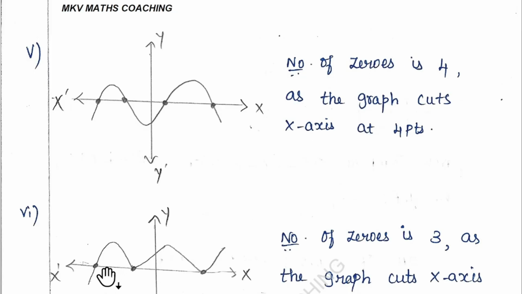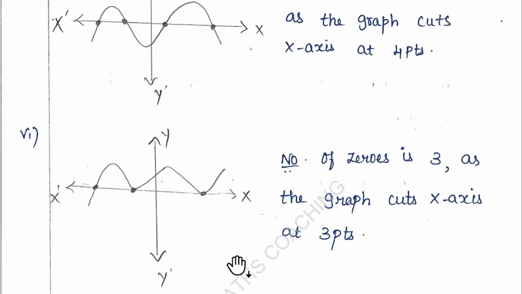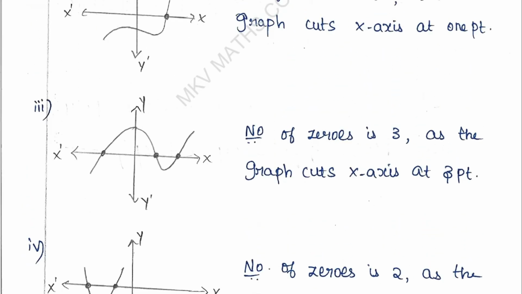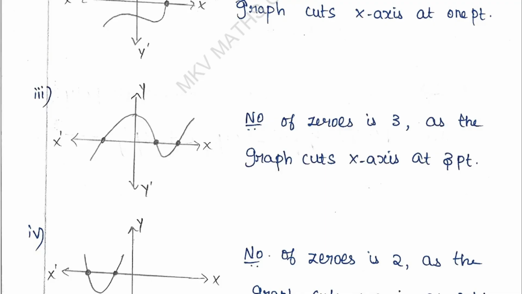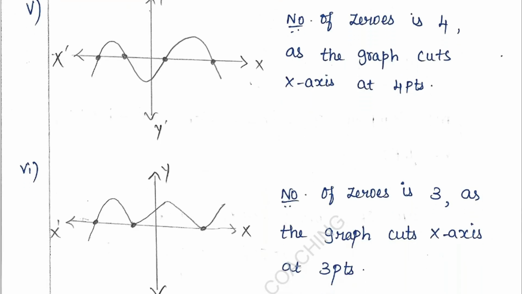When you look at the sixth question, the graph cuts the x-axis at 1 point and touches the x-axis at 2 points. So totally 3 points are there, right? So the number of zeros is 3, as the graph cuts and touches the x-axis at 3 points. That's all about the first exercise. You just have to figure out the number of zeros, which is how many times the graph cuts or touches the x-axis.